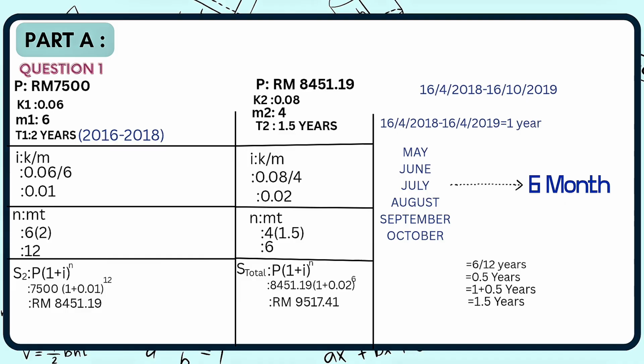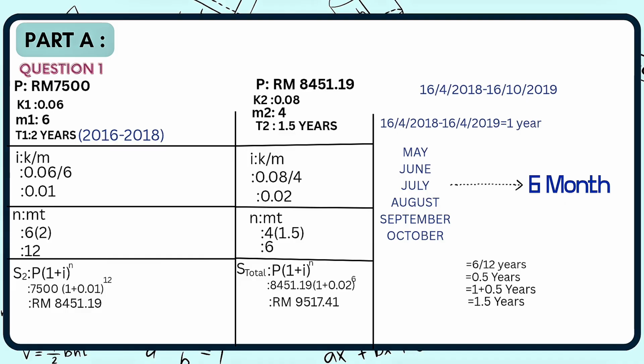Then we find the accumulated amount using the compound interest formula. So S1 equal P bracket 1 plus I close bracket the power of N. So principal is 7,500 bracket plus 1 plus 0.01 close bracket the power of N is 12. So the answer is 8,451.96. For the second investment, the new principal amount is 8,451 ringgit 19 cent.